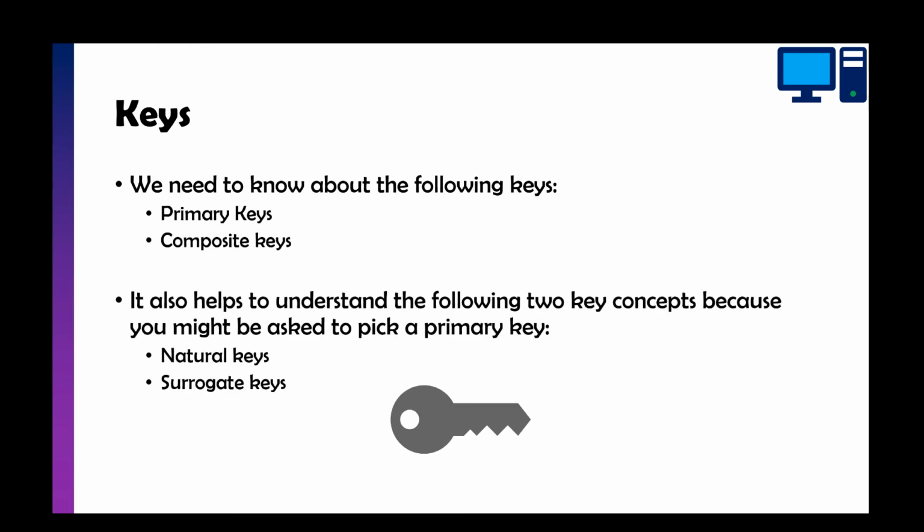So we need to know about a thing called a key. The two you need to know for the exam are primary keys and composite keys, but there are also two definitions that you don't need to know for the exam, but if you've got to pick a primary key in an exam question, there are things such as natural keys and surrogate keys, which I'll explain as well.